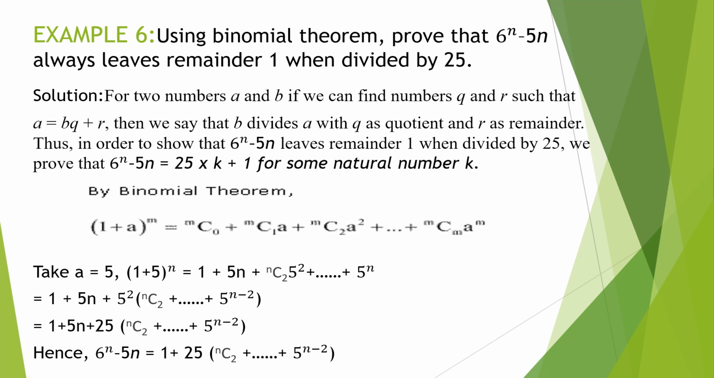So what do we have? 6 raised to n minus 5n is equal to 1 plus 25 into some positive term. Hence we have shown that it leaves a remainder 1 when divided by 25.